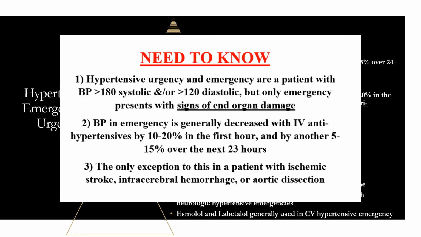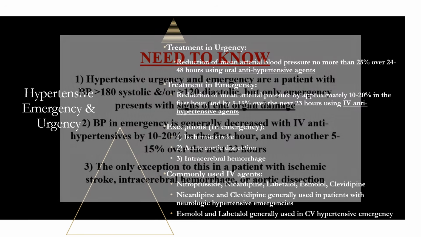Now, let's go to your need to know. There's only really three things that I feel like you really have to know. So know the difference between urgency and emergency. You want to know that it's a BP over 180 systolic and or over 120 diastolic, but only emergency has those signs of end organ damage. Know the rate of decreasing the blood pressure in an emergency if there isn't any of those exceptions I went over. So otherwise, make sure you remember you're going to use IV antihypertensives, decrease 10 to 20% in the first hour, another 5 to 15% over the next 23 hours, and then the three exceptions are going to be an ischemic stroke, intracerebral hemorrhage, and aortic dissection. So those are the things that I feel like you need to know. There's not too much with emergency and urgency.